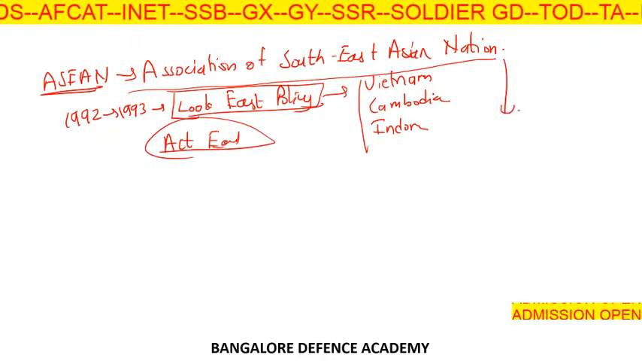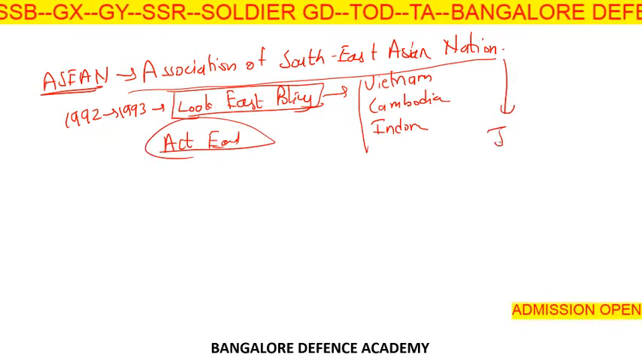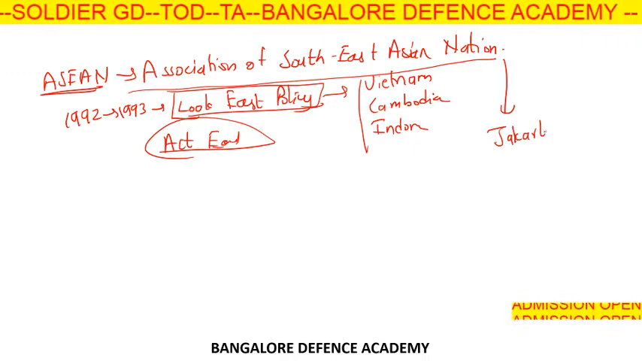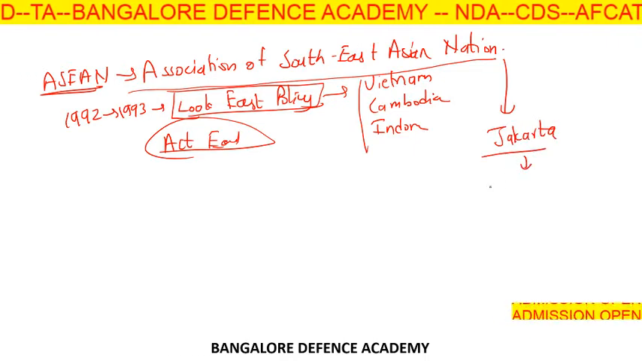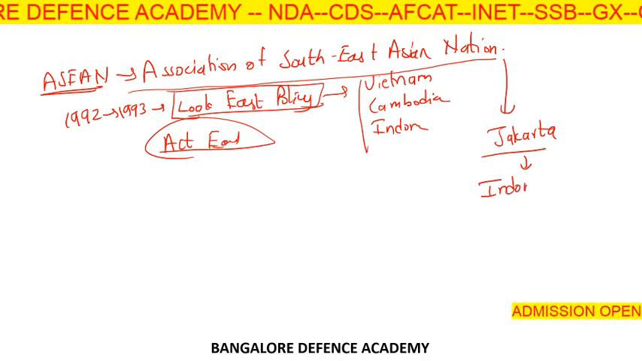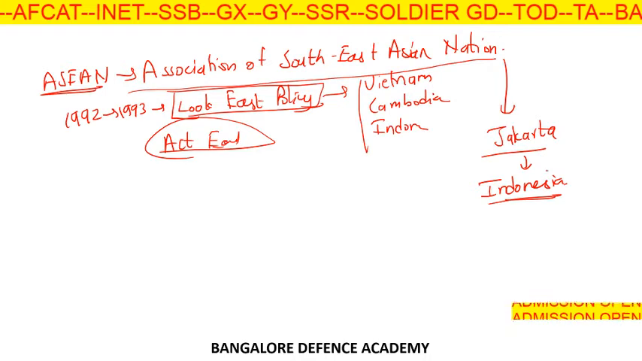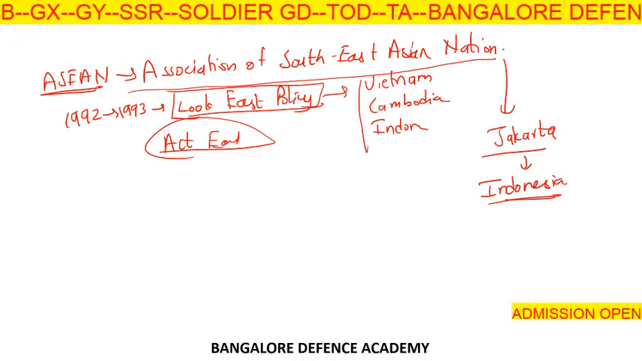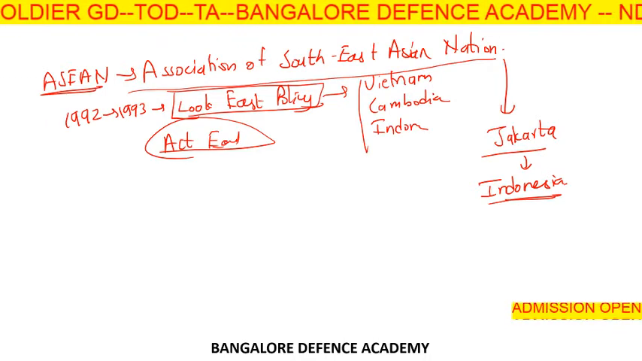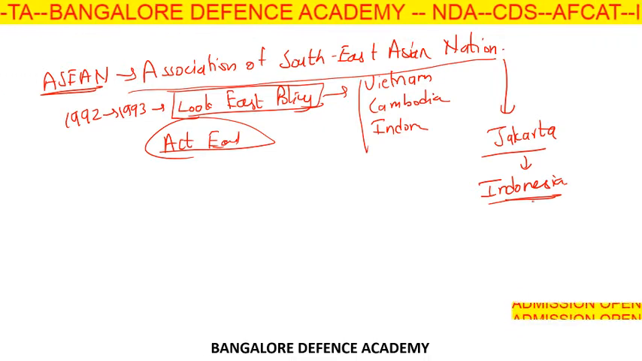Now where is the headquarters of ASEAN? The headquarters of ASEAN is in Jakarta. And what is Jakarta? It is the capital of Indonesia.